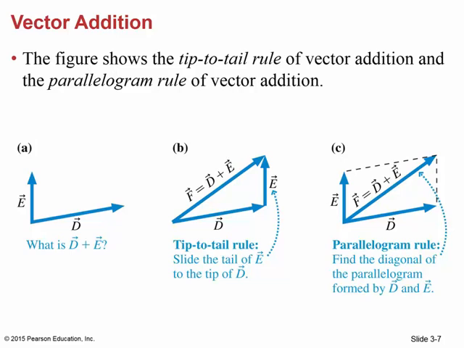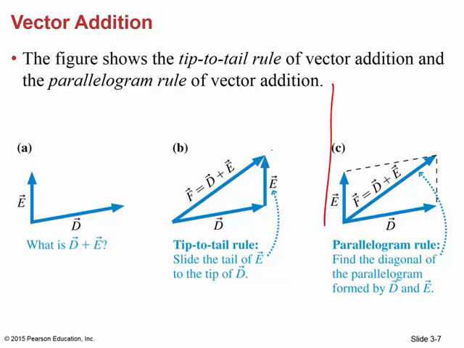Now, here again, this is showing you the tip to tail method of drawing vectors. Okay, it's very easy. We take E and we move it over here, and you say, can you move a vector? Sure you can. As long as you don't change the magnitude and the direction, you can move it around wherever you want to.